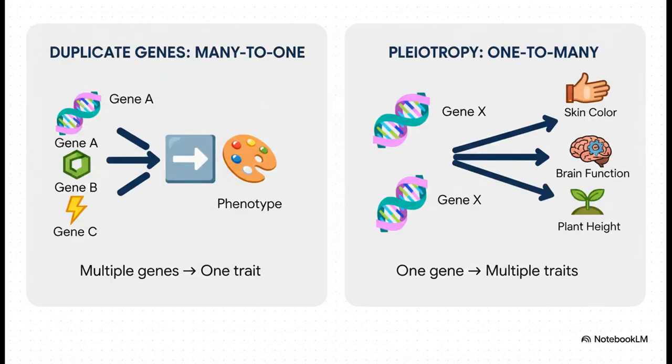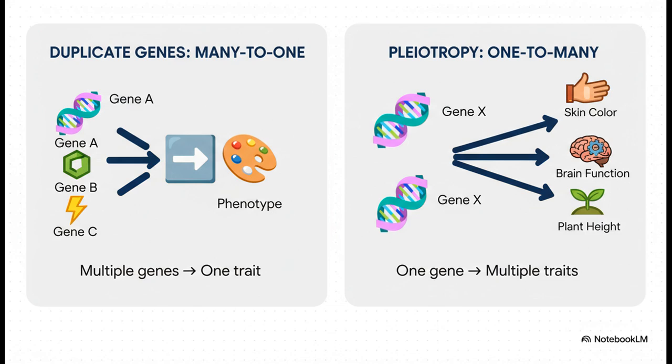And for our last pair, we've got duplicate genes versus pleiotropy. You can think of these as complete opposites. Duplicate genes are when you have several genes that all do the same job. It's a many genes, one trait situation. It's like having backup systems.